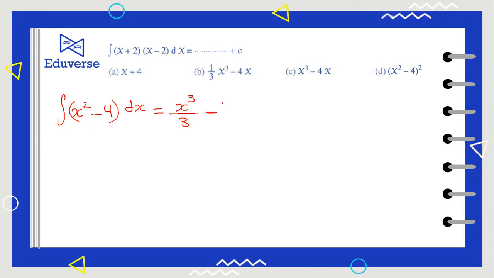Any constant number, its integration, I will put x before it, okay. Don't forget a constant. Don't forget a constant. Okay, write a constant here. Then the answer will be x power 3 over 3 minus 4x. It's number B. A third x cube minus 4x.